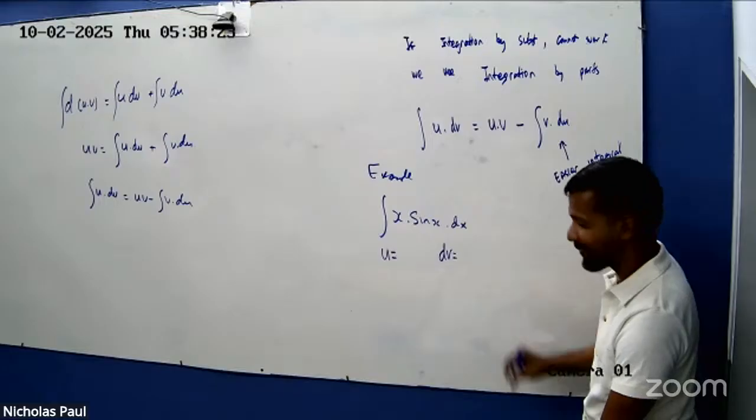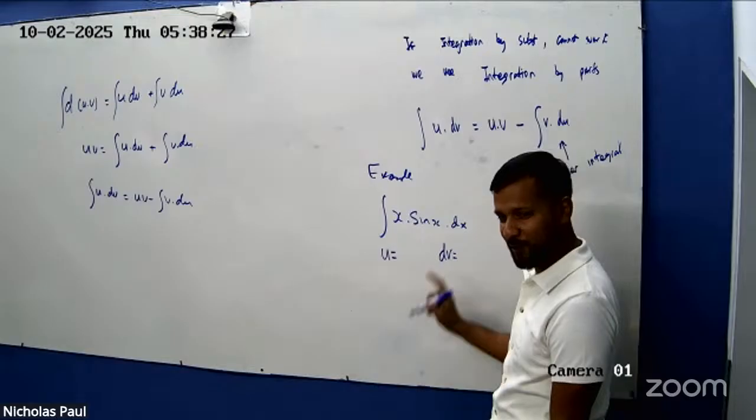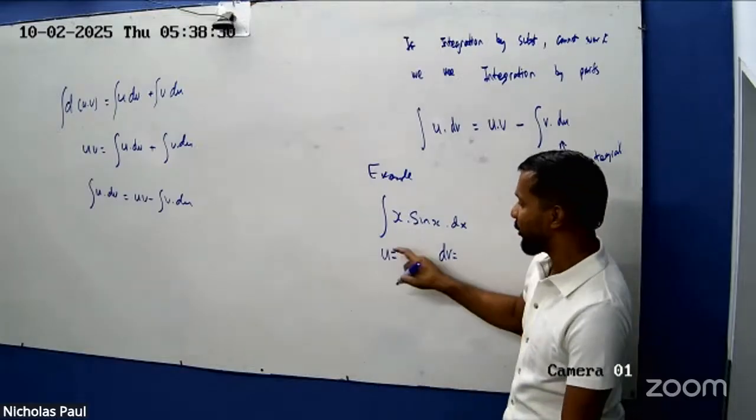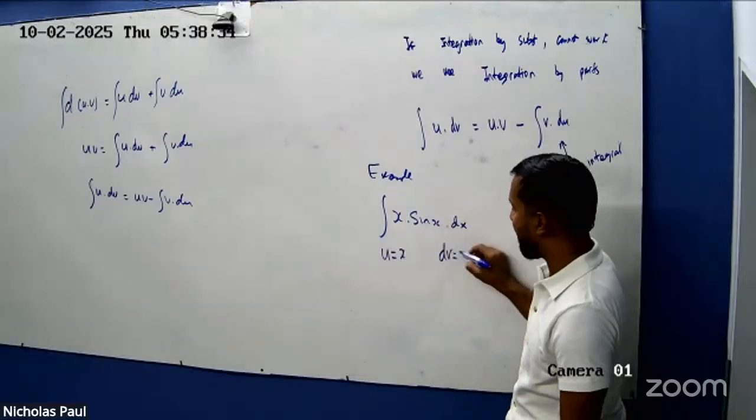All right? So I'm going to let, actually no, I'm going to choose the right. So I'm going to let x be u, and I'm going to let dv be sine x.